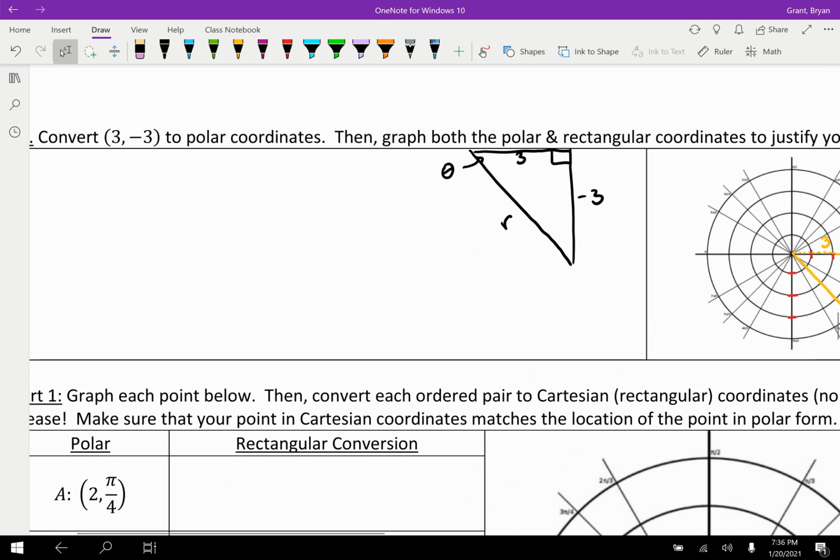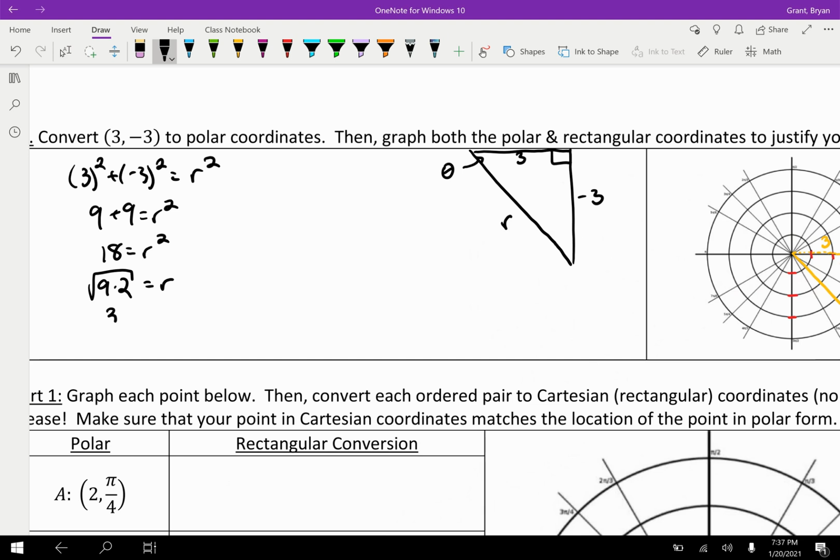Pythagorean theorem, right? So we're just going to go 3 squared plus -3 squared equals r squared. 9 and 9, so 18. Taking the square root of each side, realizing that 18 is 9 times 2, that gives us 3 root 2 for r. Nice. But what about theta?